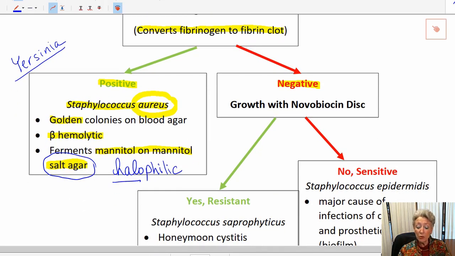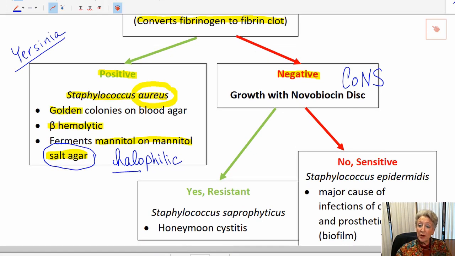Now, if my result was that I had a coagulase negative organism, coagulase negative Staphylococci is the abbreviation that you will see, my next step is to try to drop a disc that has novobiocin antibiotic in it on the surface of the agar petri dish.